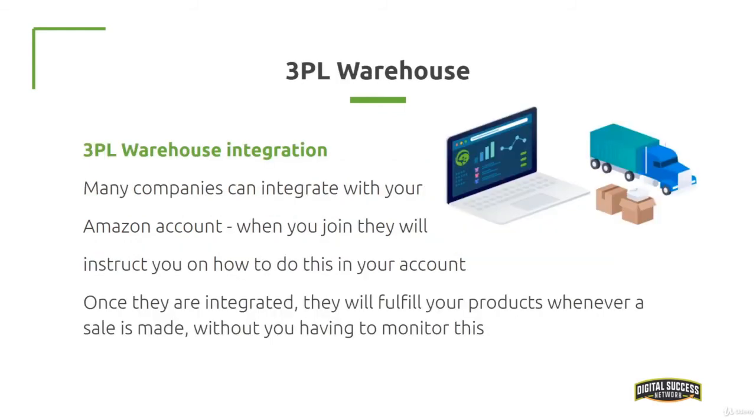So, 3PL warehouse. Many companies can integrate with your Amazon account. When you join, they will instruct you on how to do this in your account. The Amazon order goes directly to their systems within their own warehouse, and they simply pack up your product and ship it to your customer. You'll be responsible for shipping concerns and customer service, so make sure your 3PL warehouse has records and tracking numbers of all shipments. Tracking will automatically be uploaded into your Amazon account for each shipment as well.